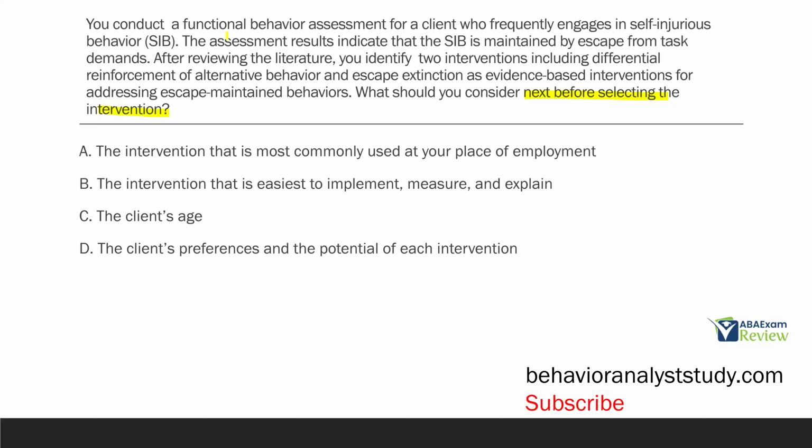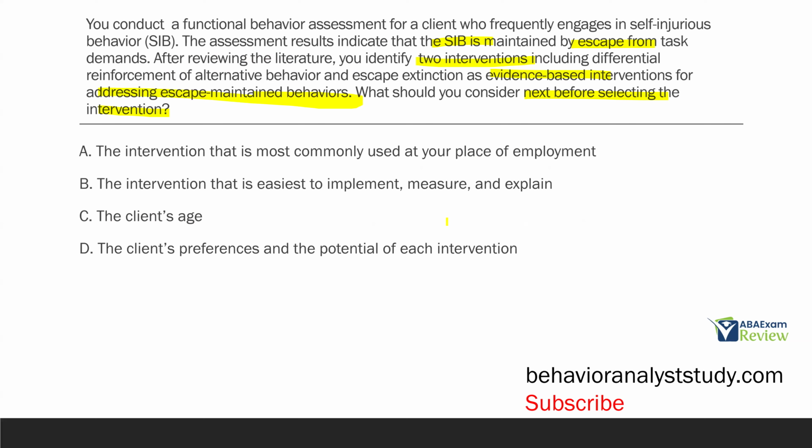What do we know so far? We know we've done this assessment. We know the results show SIB is maintained by escape. And so you go through the literature and you have 2 interventions that are evidence-based to address the behaviors. So you've got these 2 interventions that you've chosen based on the assessment, based on science. What's next? Well, now we have to consider the client. So A, the intervention that is most commonly used at your place of employment. Well, that's not really relevant to our client. That's not individualized. We've got to consider our client. We've got to consider our resources. We need to individualize our treatment now to our specific client.